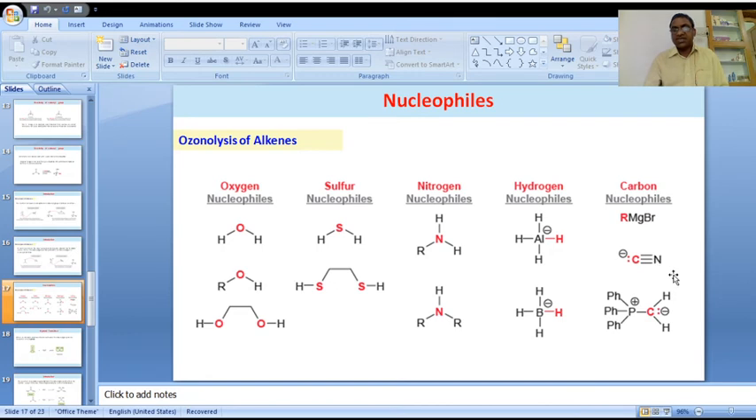Next, cyanide ion, a carbon nucleophile. This is also another example. Triphenyl phosphonium ion is also a carbon nucleophile. These are the different types of nucleophiles. Based on these nucleophiles, now we'll go to various reactions of aldehydes and ketones with the use of nucleophiles.